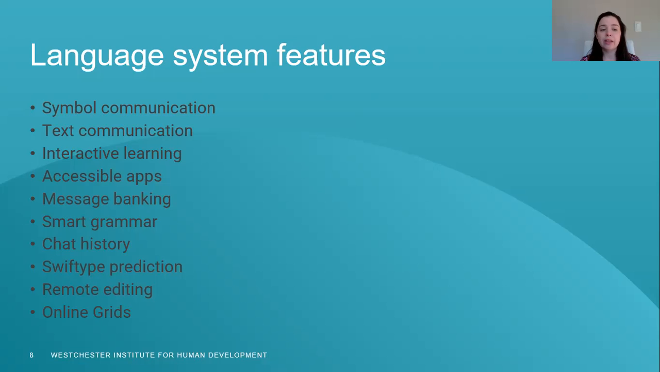There's message banking, smart grammar to help make grammatically correct sentences. You can save your chat history so you can easily reference and go back to say frequent sentences or phrases that you use. There's a swift type prediction, which helps users who only have access to a small number of cells on the screen, but still gives them access to that robust language system. There's remote editing, which we'll talk about later also. And then there's access to online grids that you can download and add to your device.